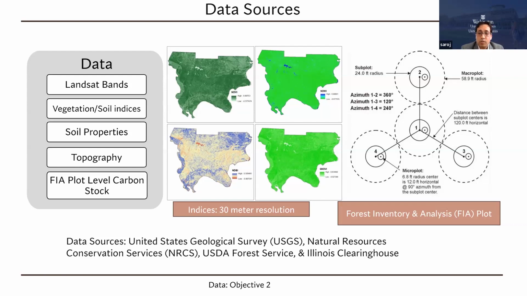So the basic layout of the plot is, as you see, there's a central plot. The plot is divided into three different parts, macro plot, subplot, and micro plot, each for different purposes. You have big trees and saplings, and then seedlings and others are collected in a micro plot. Each plot is around 37, 38 meters apart from the central plot. So the central plot is surrounded at some certain degree by three or more plots in the area.